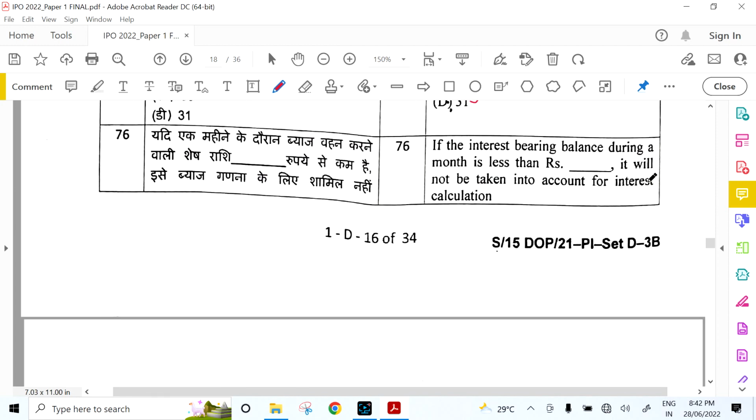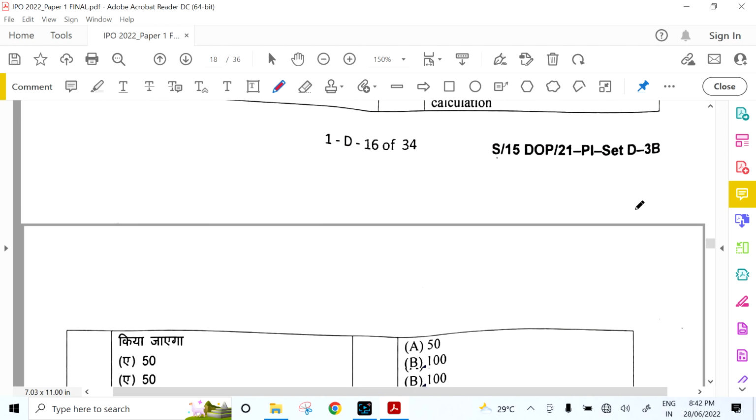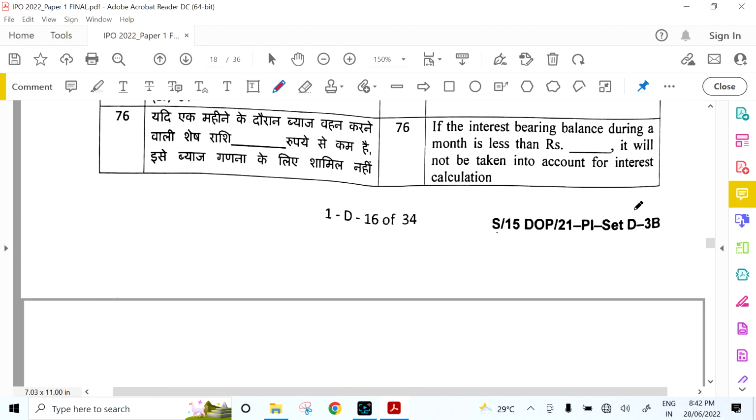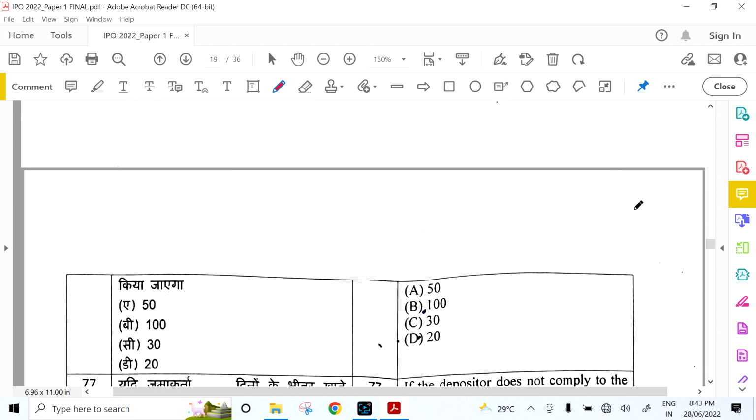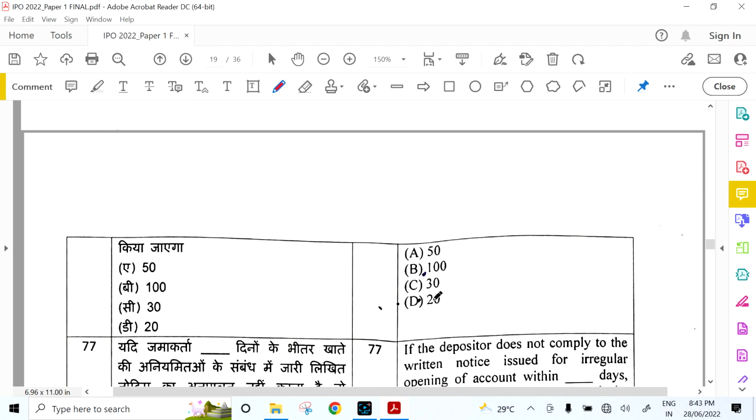And if the interest bearing balance during the month is less than dash rupees, it will not be taken into account for interest calculation. Question 76, it is rule 61(3), it is 20 rupees.